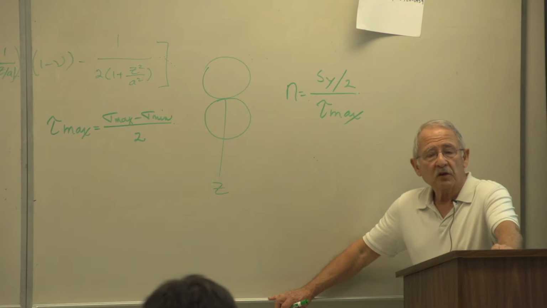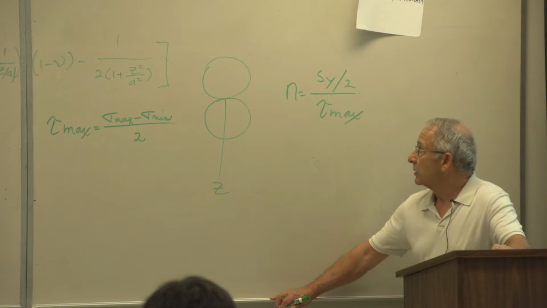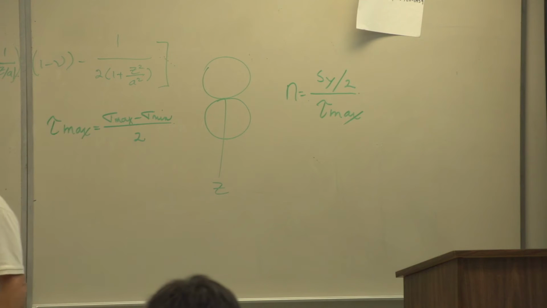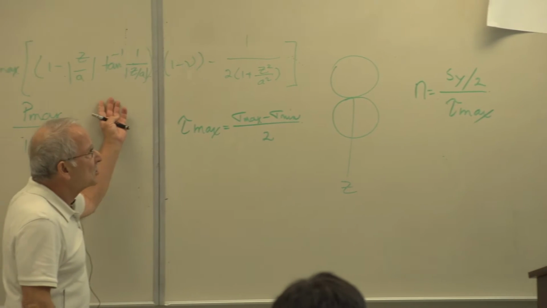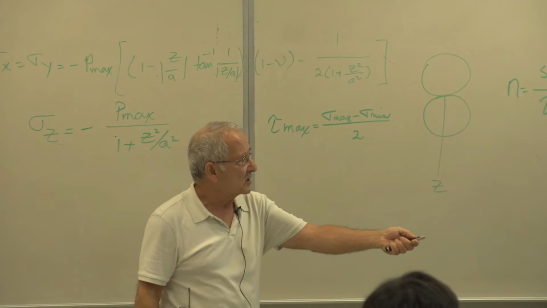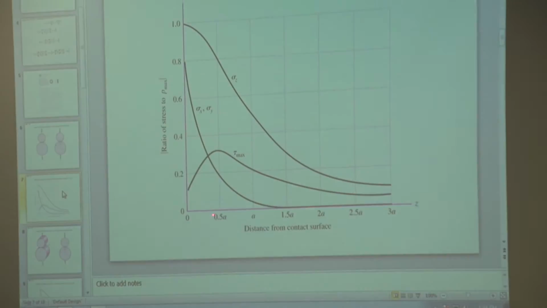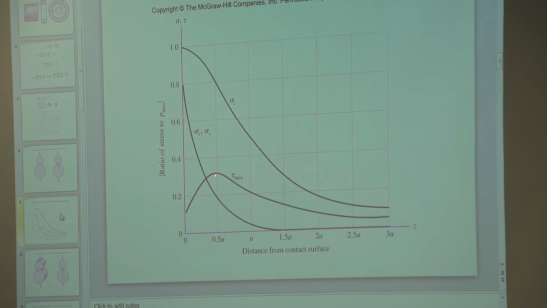Therefore, if given a problem and the value of nu is stated as 0.3, then we don't really need to use this equation. You can go to this graph and say, if you're looking for yielding, that the maximum shear stress occurs at 0.5a, whose value is 0.3 Pmax. Find the factor of safety. Done.